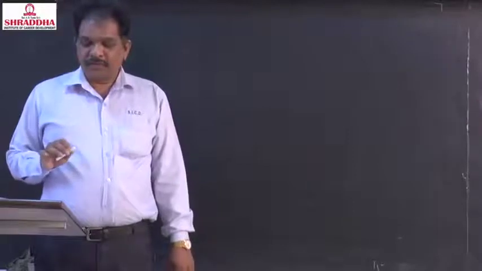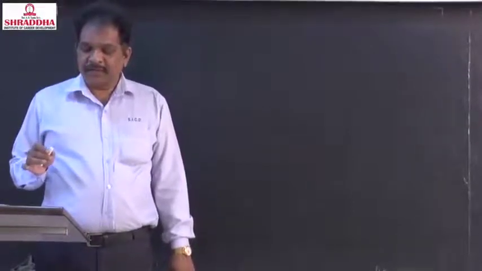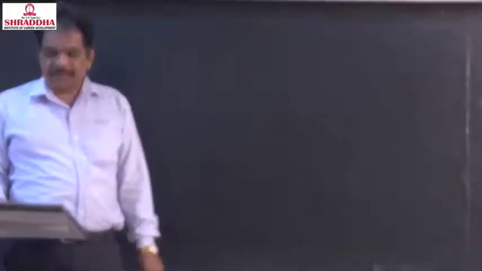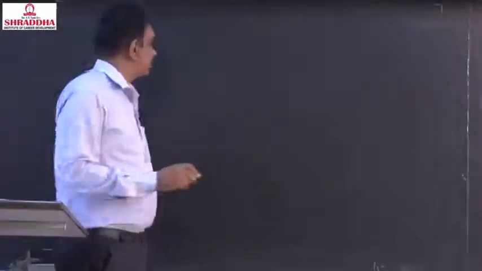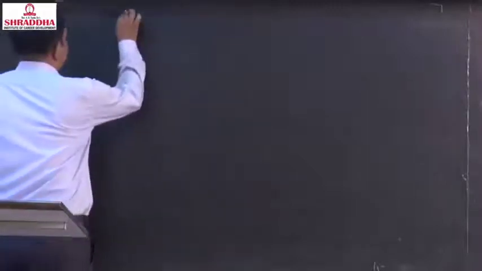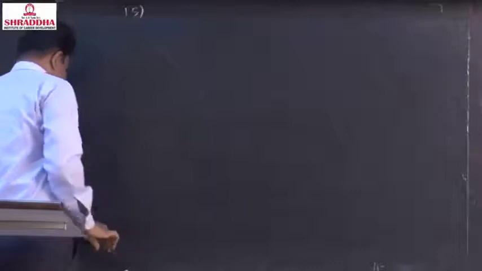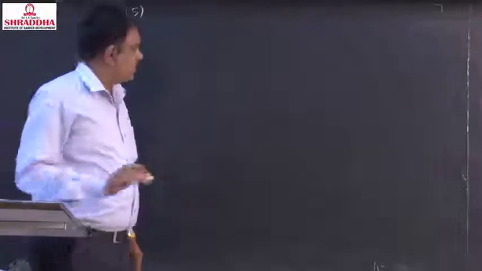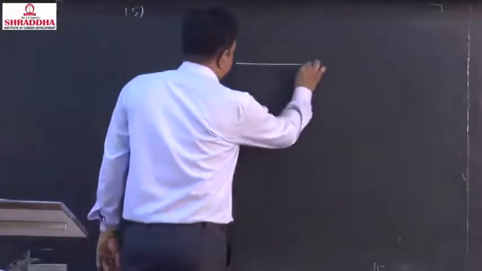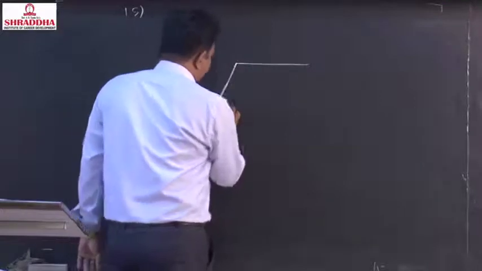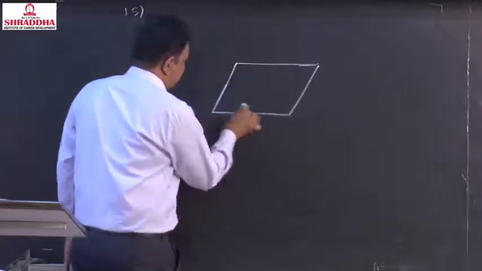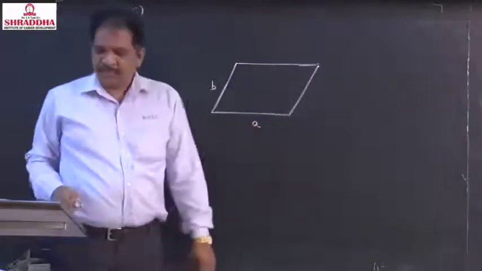A parallelogram is formed with A bar and B bar as the sides. Let D1 bar and D2 bar be the diagonals of the parallelogram. Then A square plus B square will be how much? See what is the question. A parallelogram is formed with A and B as the sides. This is the formed parallelogram. This will be A, this will be B.